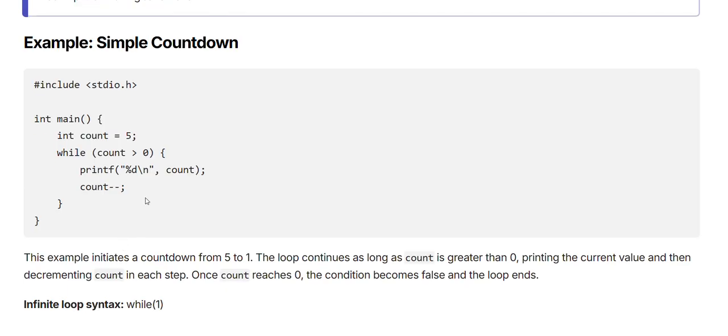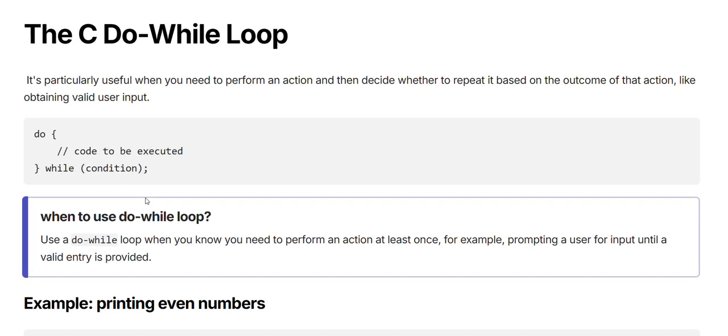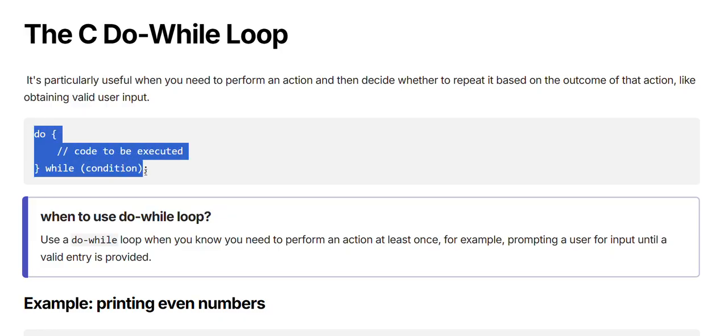Now let us look at do while loop. Do while loop is particularly useful when you need to perform an action and then decide whether to repeat it based on the outcome of the action, like obtaining valid user input. Now, this is the syntax for do while loop.